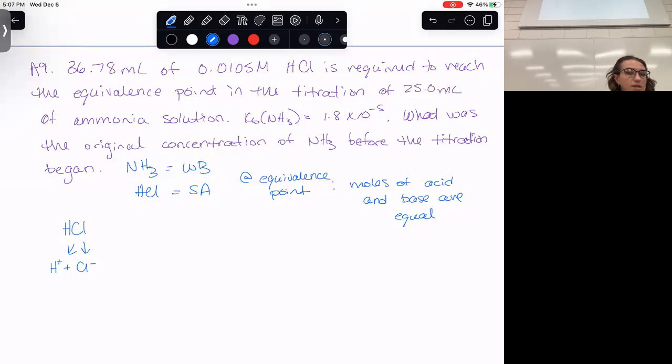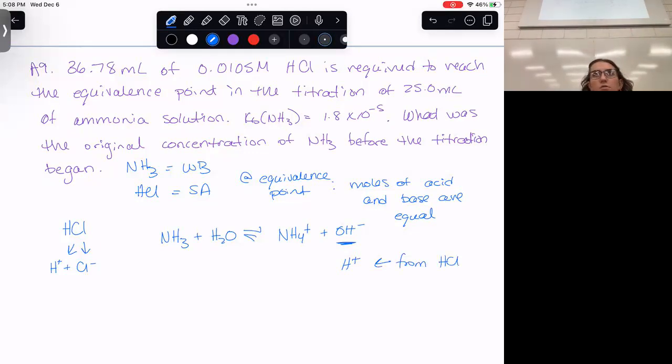So when we have NH3 in water, we're going to form NH4+ and OH-. What's being titrated is this OH- and the H+ being added from your hydrochloric acid. Any questions so far?